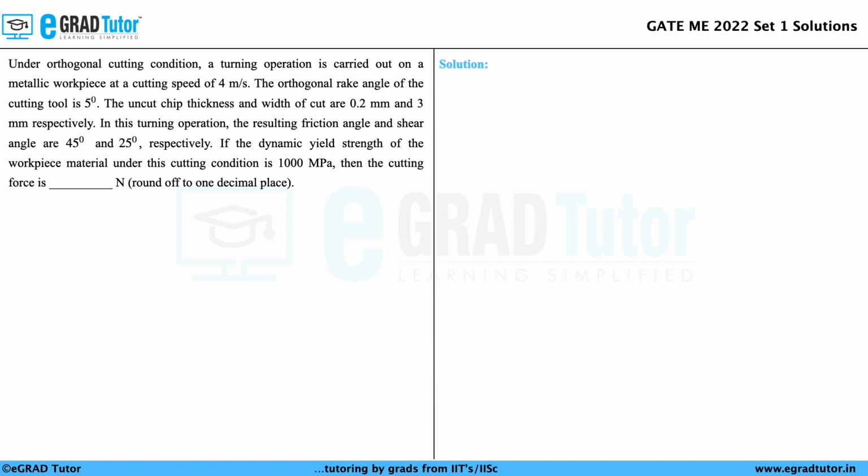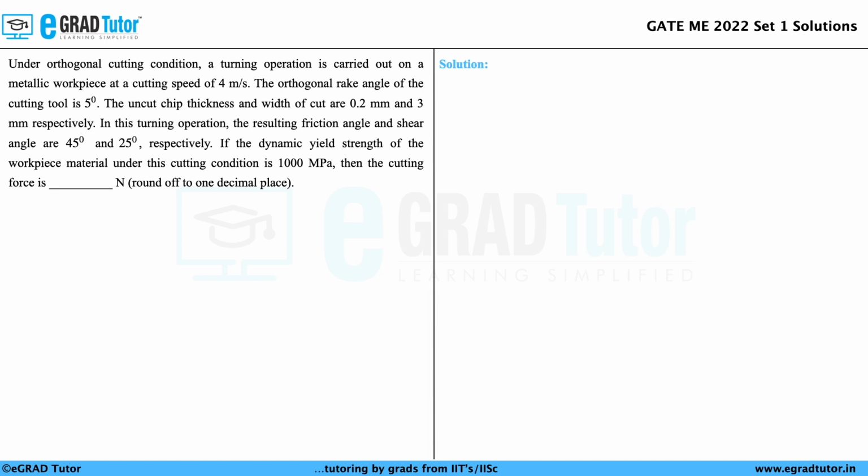Under orthogonal cutting condition, a turning operation is carried out on a metallic workpiece at a cutting speed of 4 meters per second. The orthogonal rake angle of the cutting tool is 5 degrees. The uncut chip thickness and width of cut are 0.2 mm and 3 mm respectively. In this turning operation, the resulting friction angle and shear angle are 45 degrees and 25 degrees respectively.